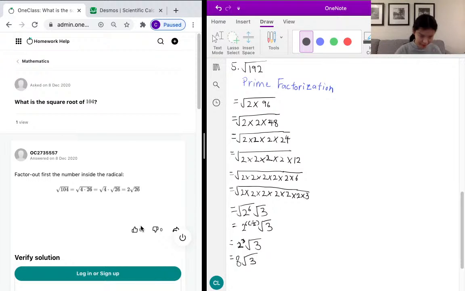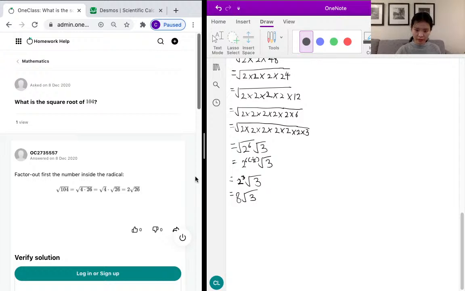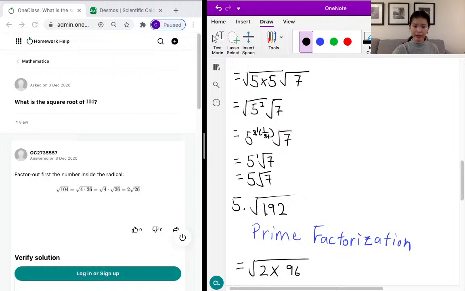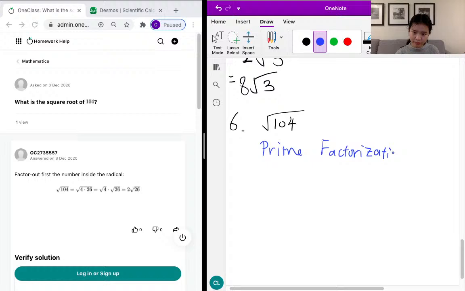Now we're at our 6th problem, and our 6th problem is asking us for the square root of 104. So let's write it down over here, our 6th problem, and it's asking us for the square root of 104. Again, we use prime factorization. And we start by finding its prime factors.